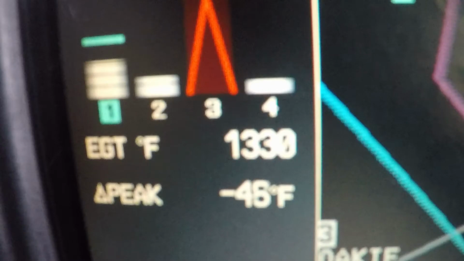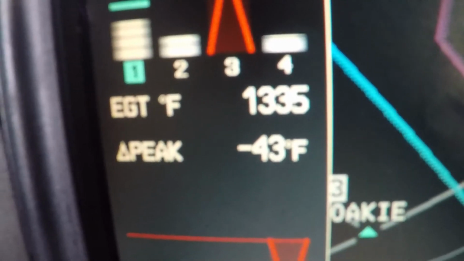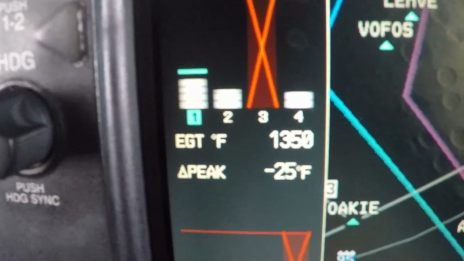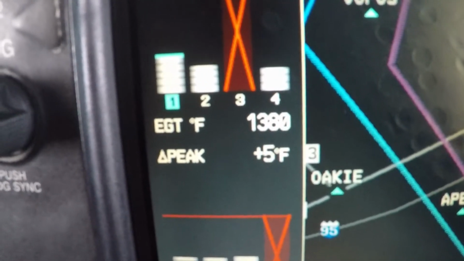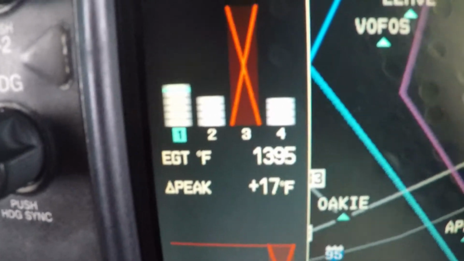And here, for the sake of training, I'm going to start to lean the mixture again, and we're going to watch how it happens to that delta peak. I'm not going to reset the assist key. I'm just going to show you a way that you can use a wrong indication to lean the engine correctly. So you can see the delta peak is starting to rise. Now it became positive. The EGTs are rising.